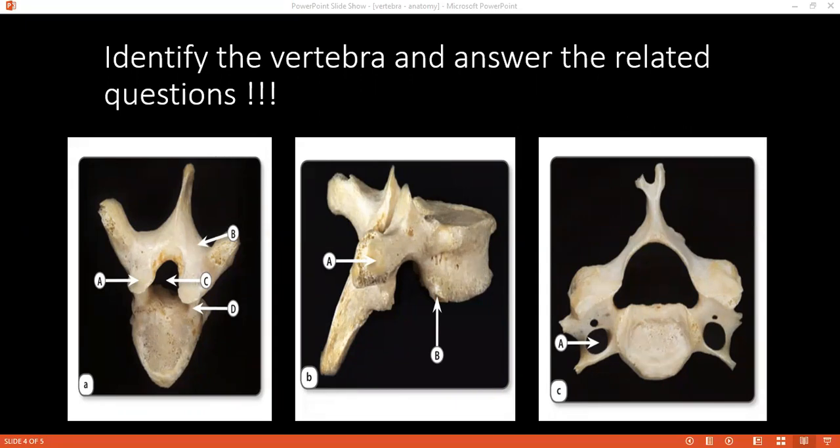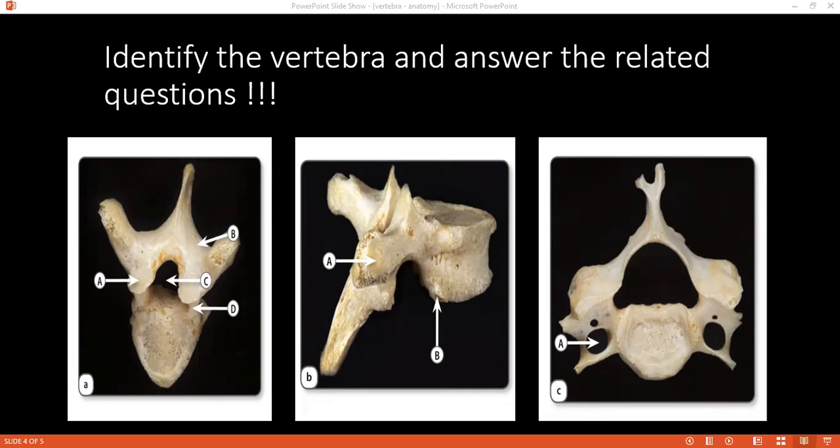Can you please tell me how many of the cervical vertebrae are categorized as atypical? There are three: C1, C2, and C7. Why? C1 has no body and spine, and C2 has an upward projection from the body, which is called the odontoid process. And C7 because it has a very long spinous process.